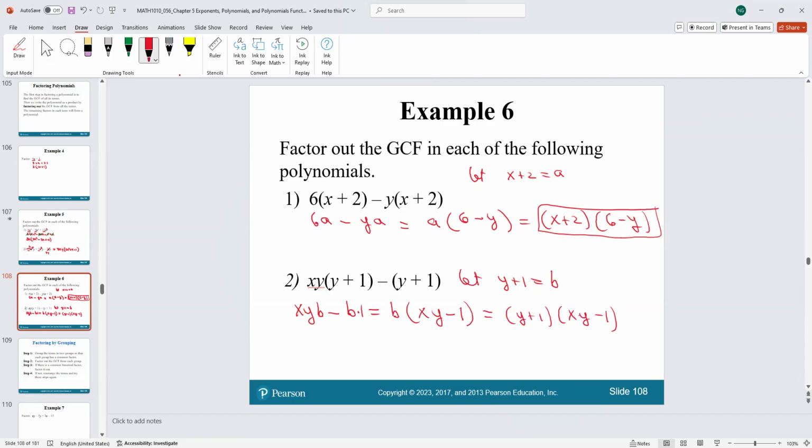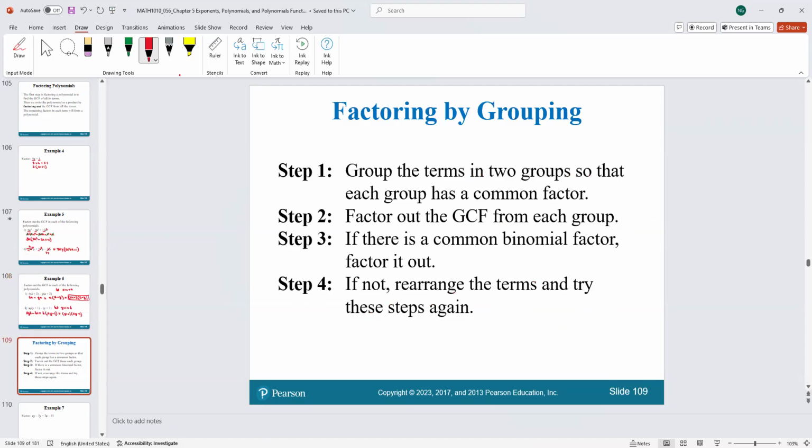Now, our next goal is really to factor polynomials by grouping. Grouping is very important in algebra, in mathematics in general, and usually you do grouping when you have about four terms. So group the terms in two groups so that each group has a common factor. That's the first step to go. You factor out the GCF from each group. If there is a common binomial factor, factor it out. If not, rearrange the terms and try these steps again. Okay? So that's one of the things we need to do.